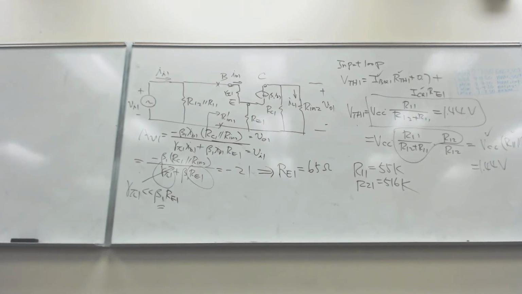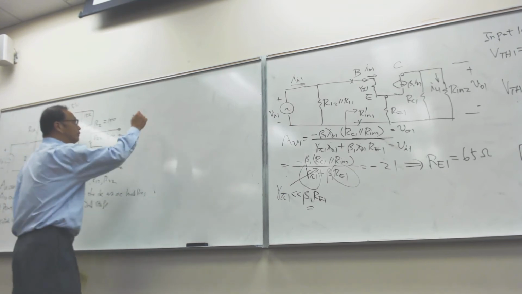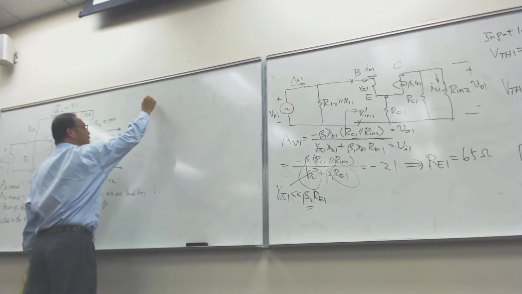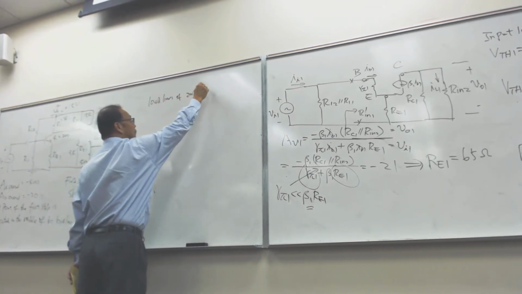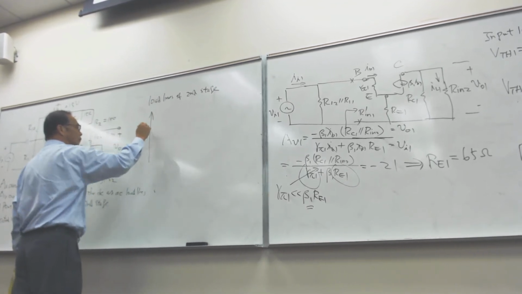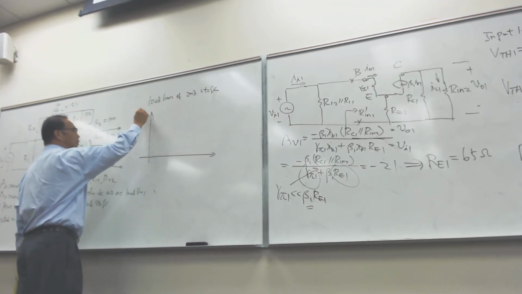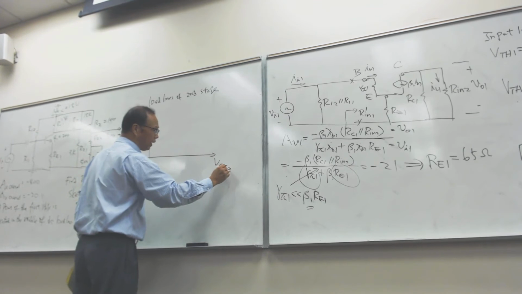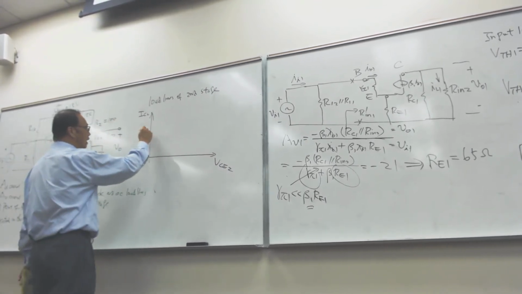Okay, so let's figure out the load lines of the second stage. This is IC2, VCE2, because it's the second stage. So the DC load line will be somewhere here.